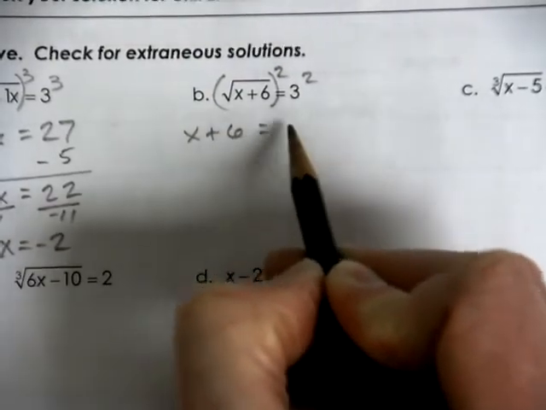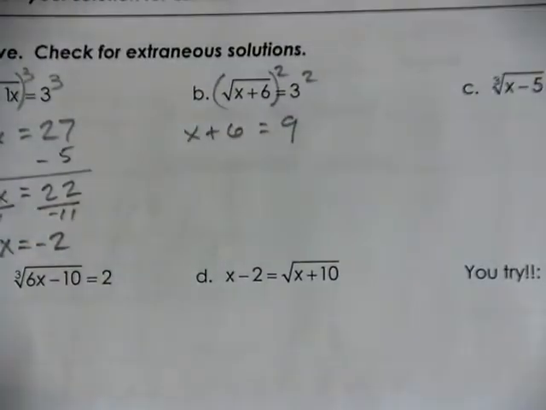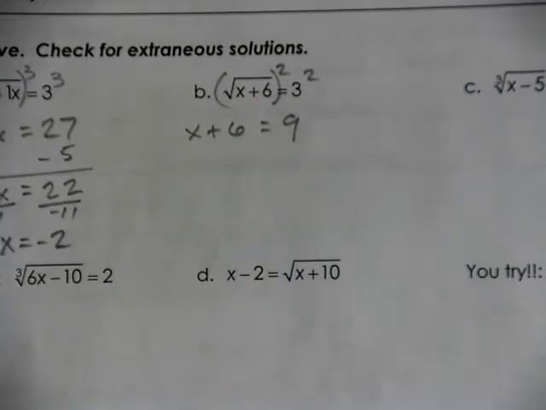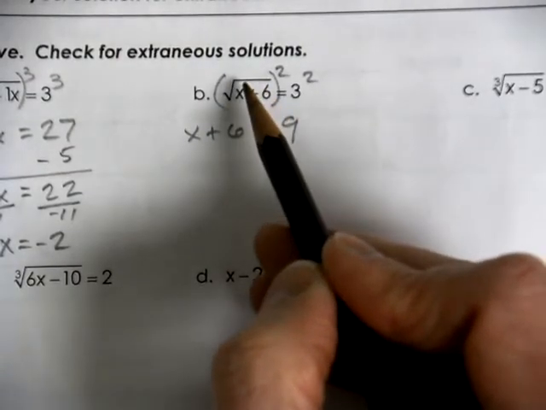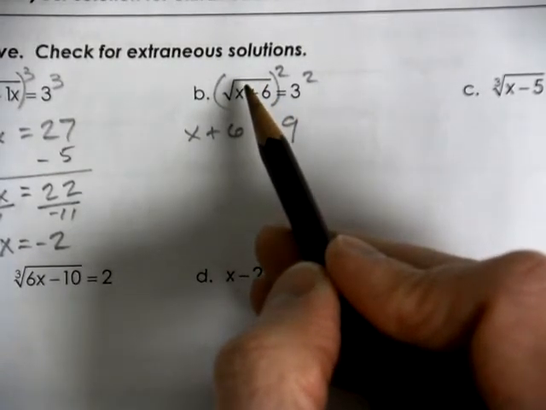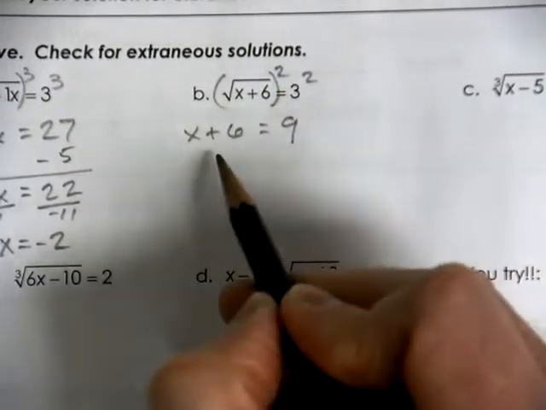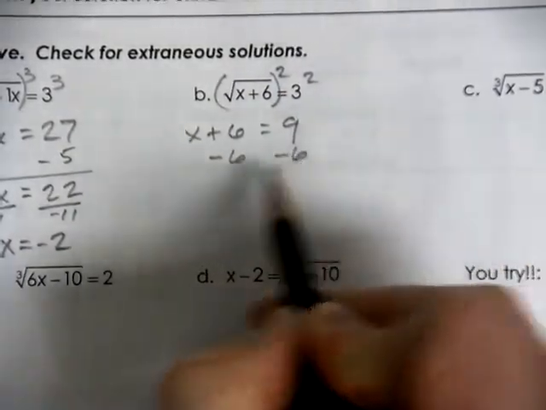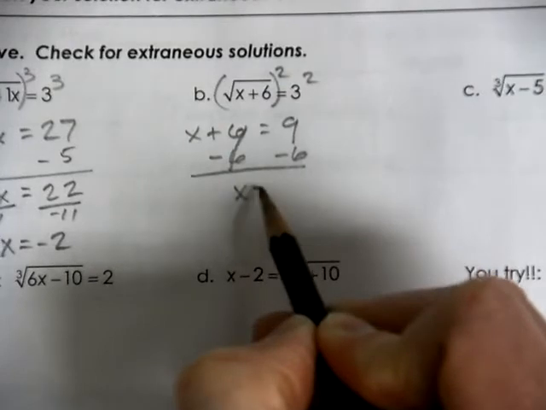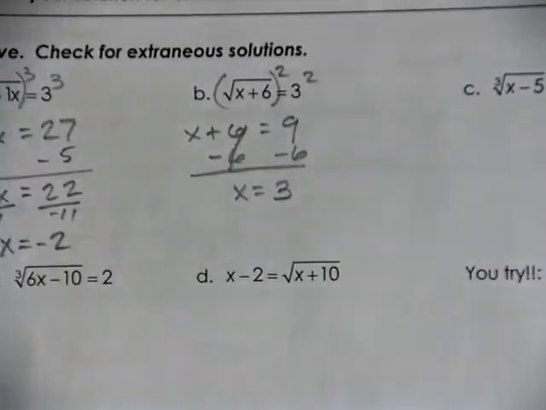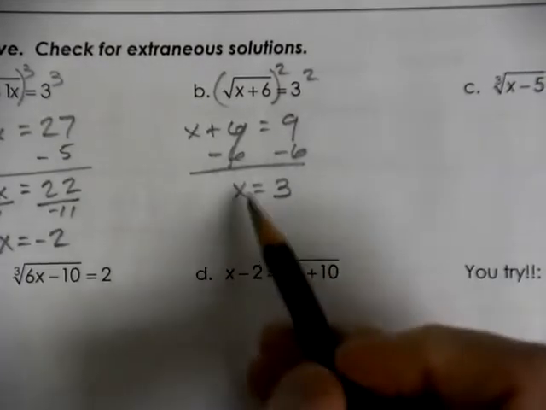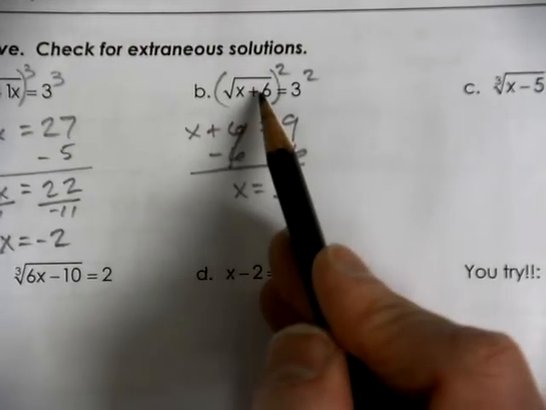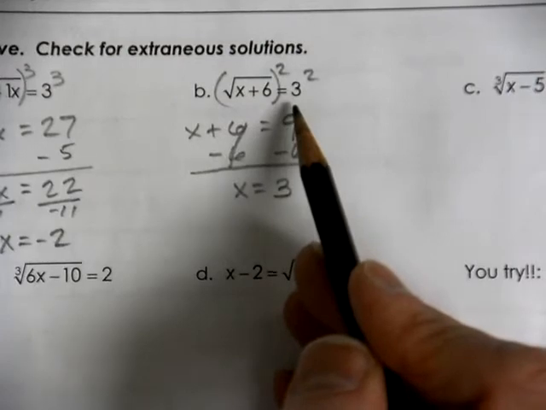Notice that when you square your square root, you get the value that's inside. You do not need to use FOIL if it was inside the radical. The square and the radical cross off. And you plug 3 back in, you get 3 plus 6 is 9. The square root of 9 is 3.